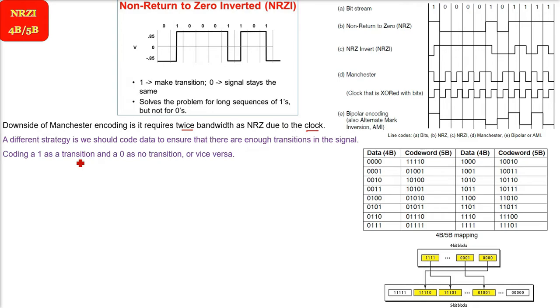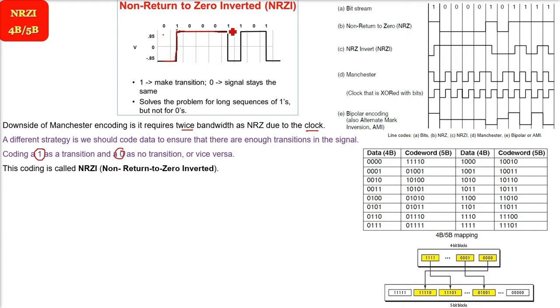That is, coding a 1 as a transition and a 0 when there is no transition, or vice versa. So this kind of coding is called NRZI, or non-return to zero inverted. Here is an example. Wherever you see a 1, make a transition. Wherever it is 0, just make a straight line.